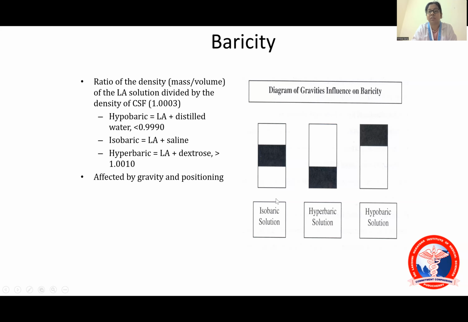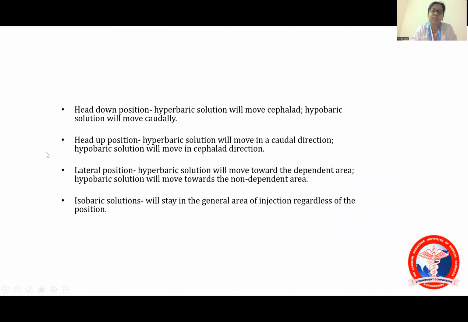What is the effect of gravity on these drugs? According to gravity, hyperbaric solution will tend to settle down. Hypobaric solution will move opposite to gravity, whereas isobaric solution will remain at the site of injection and is not influenced by gravity. So what are the conclusions? If you make the patient in head down position, then hyperbaric solution will move cephalad, so more height of the block. Hypobaric solution will move caudally, so lesser height of the block. If we make head up position, vice versa, hyperbaric solution will move in caudal direction, hypobaric solution will move in cephalic direction.